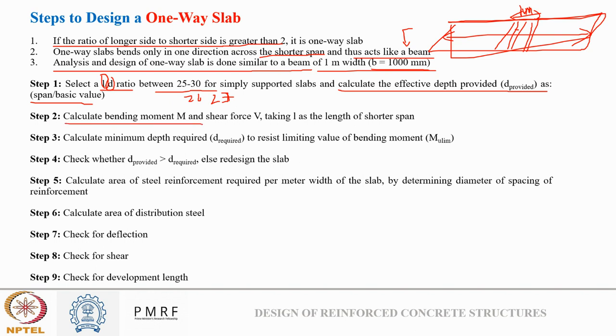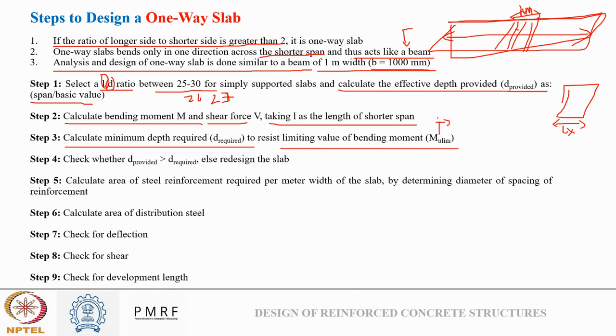Now we'll calculate the moment and the shear force because we know the effective length. L we know, L is along the shorter span. So this is the L that will be considered during design, Lx. So we'll calculate the bending moment and shear force acting. Then we'll check for the minimum depth that is required by calculating the Mu limiting. We know how to calculate Mu limiting, we saw it in the beam design section. Now, if my depth provided is more than the depth required, then we can proceed ahead, else we need to redesign the slab. What we mean by redesigning the slab is that we need to change this ratio that we chose initially.